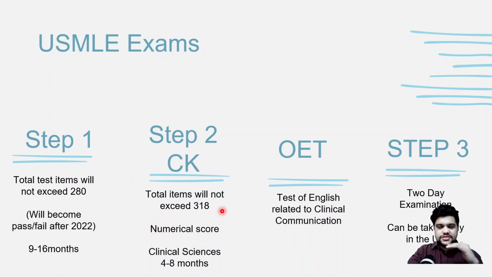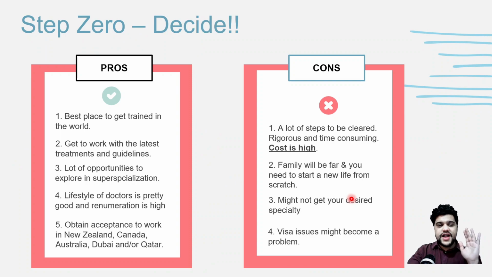in the result. All right, so the total items according to the website will not exceed 318. So it's scored as 250, 260, 270 and things like that. And there's another exam. It's not part of the standard USMLE examinations, but it's part of the certification, which is the Occupational English Test, and it is actually a test of English related to clinical communication. I've got videos regarding that as well. You can check them out if you want. And finally, you have to give Step 3, which can be taken only in the US.